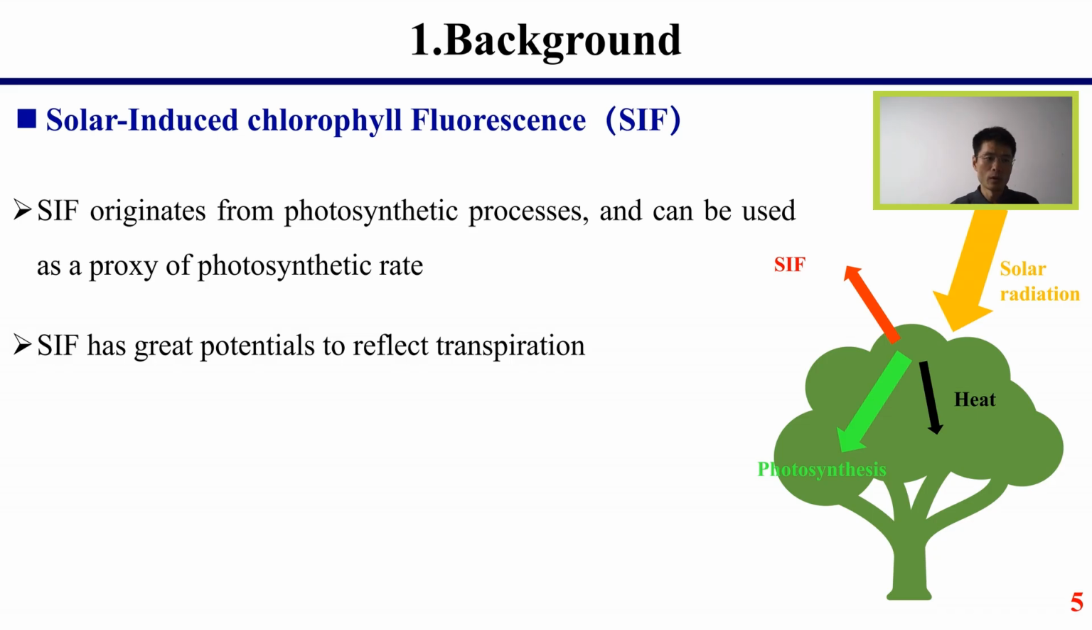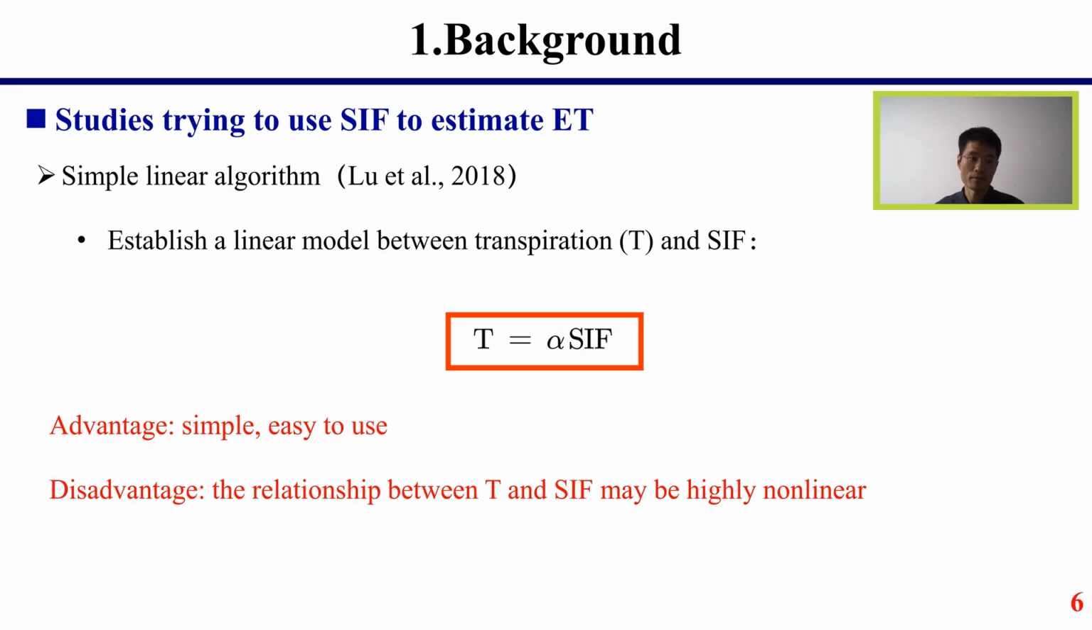After this, we know SIF originates from the photosynthetic processes. That is the reason why SIF is commonly used to establish photosynthesis models. So we know SIF can reflect photosynthesis very well, and then we assume SIF also has great potential to reflect transpiration, because transpiration and photosynthesis share the same pathway, the stomata. So this is where our story starts.